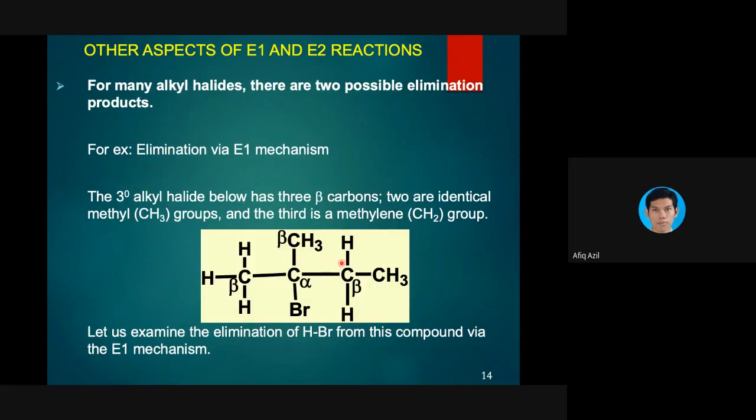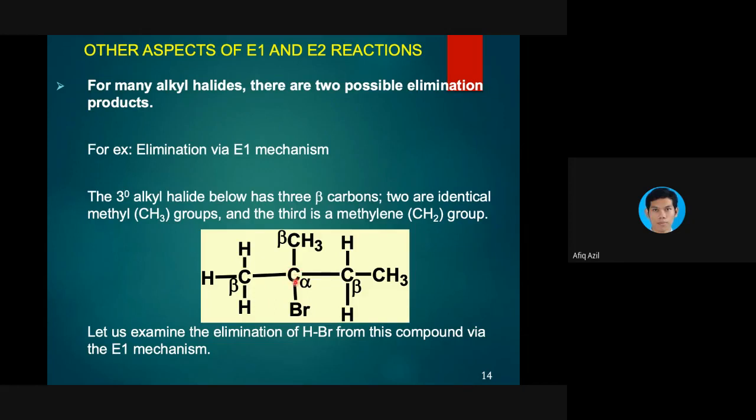So here, an example. For many alkyl halides, there are two possible elimination products. Okay, the earlier example shows only one type of product because the substrates used have a very simple structure. Okay, here is an example: if the reaction proceeds via E1 mechanism, we have a tertiary alkyl halide over here. So the tertiary alkyl halide below has three beta carbons. Two are identical methyl groups and the third is a methylene CH2 group. So let's see which carbon is directly bonded to the halogen, which is bromine.